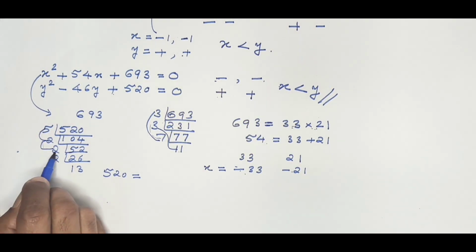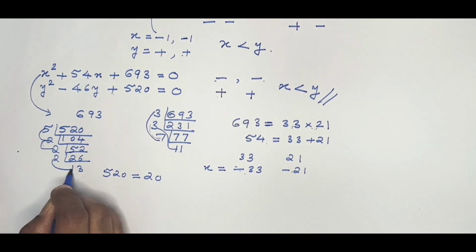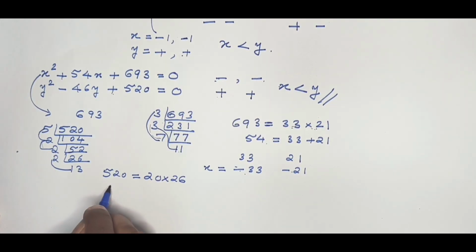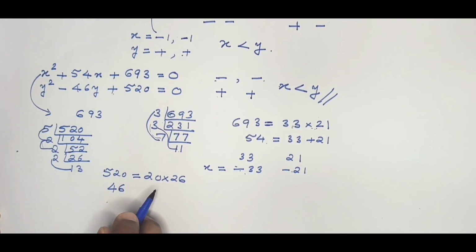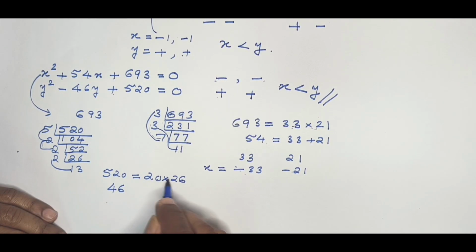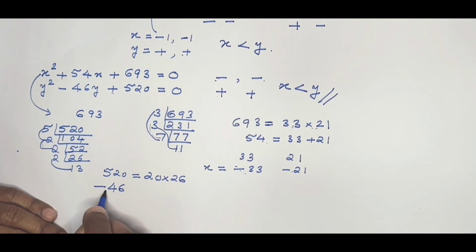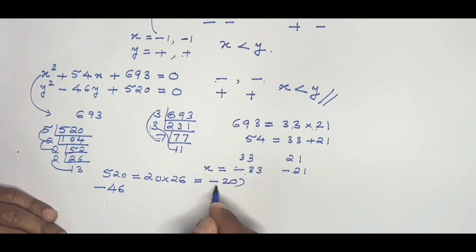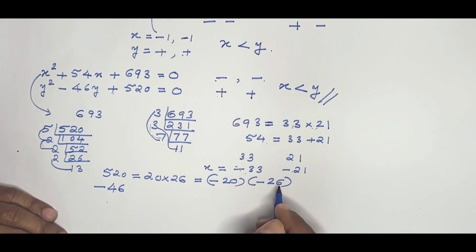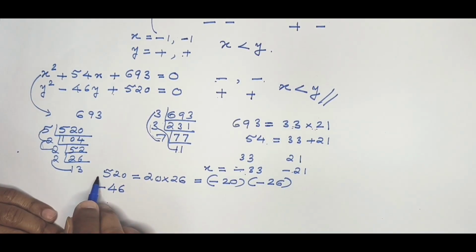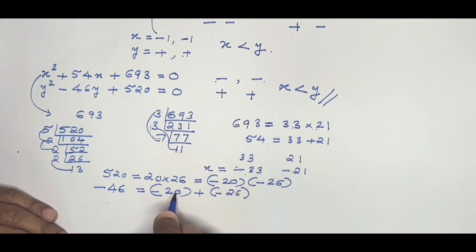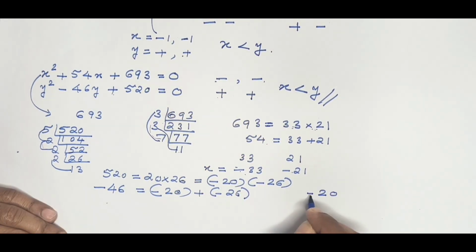You take these three together, what do you have? 5 multiplied by 2 multiplied by 2, 20. Then combine these two, 2 multiplied by 13, 26. Now take 46, that's minus 46. So if you take the sum of these two, that won't be equal to minus 46. So what do you do in that case? You can write minus 20 multiplied by minus 26. That will be plus 520. And the sum of these two is minus 46. So these are the numbers: minus 20, minus 26.